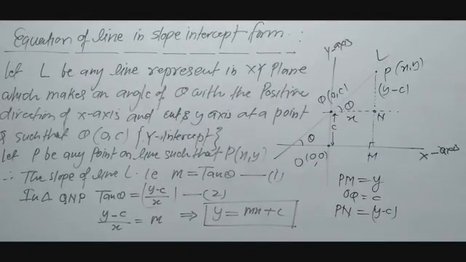See, this is the formula where c is the y intercept, m is the slope of a line, and y is equal to mx plus c is the equation of a line in slope intercept form.